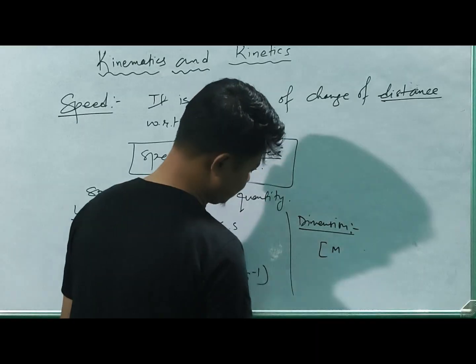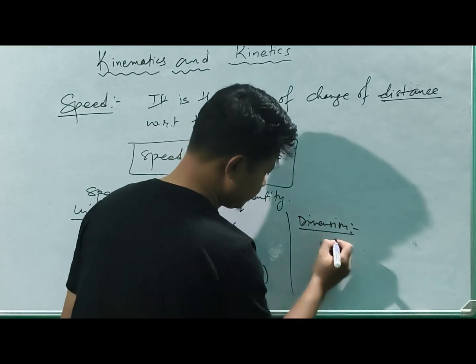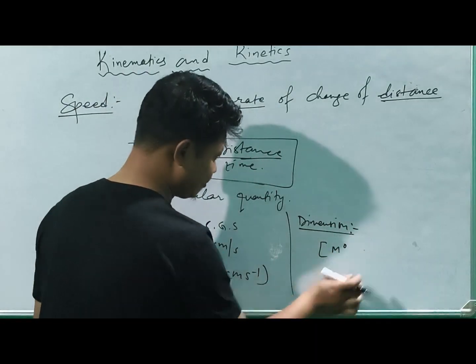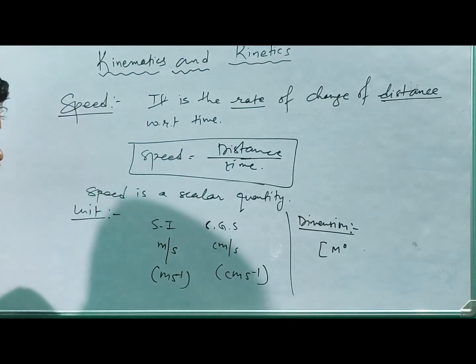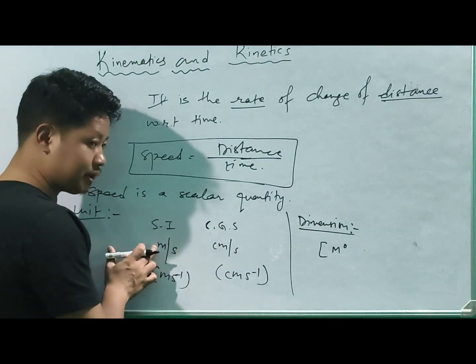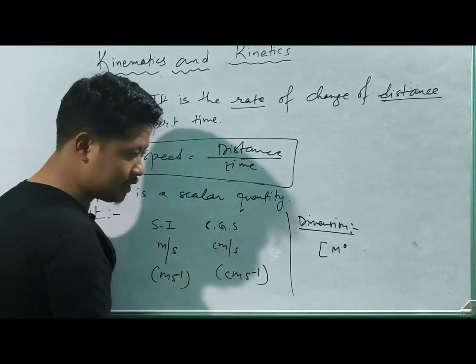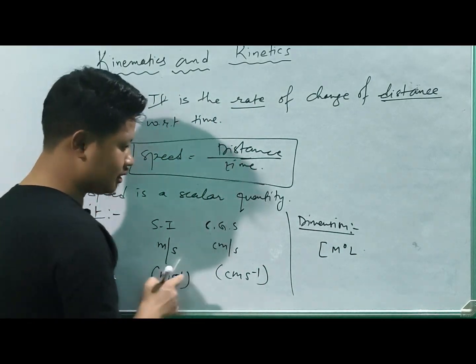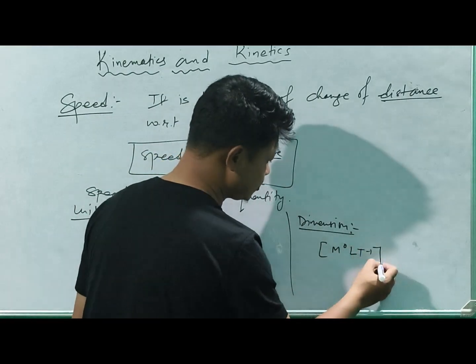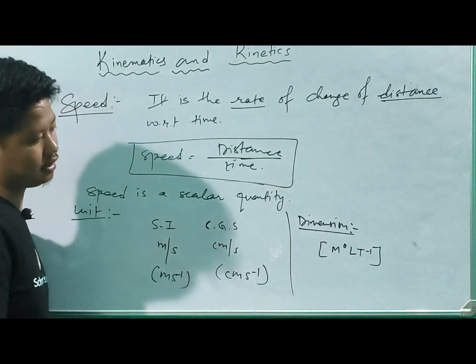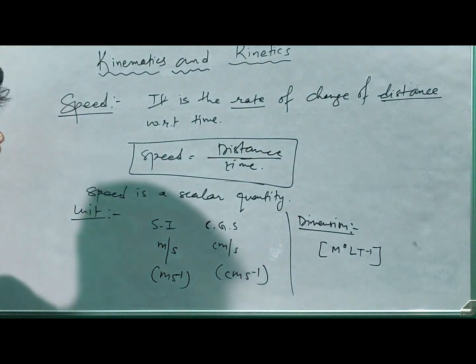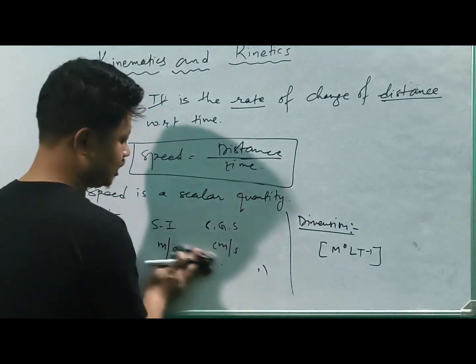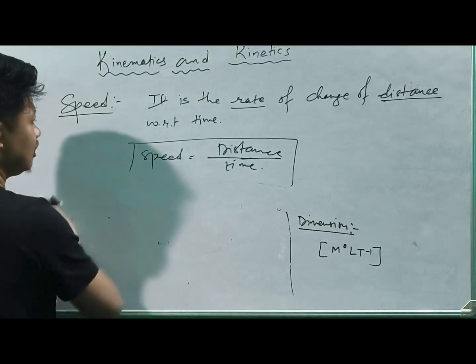If you want to write the dimension also, we can write the dimension. The dimension will be M to the power 0, because here in this case the mass is 0. We have length, because meter means it is the length, so L, and time is in the inverse, so T to the power minus 1. So this is the dimension of speed. Got it? Clear.